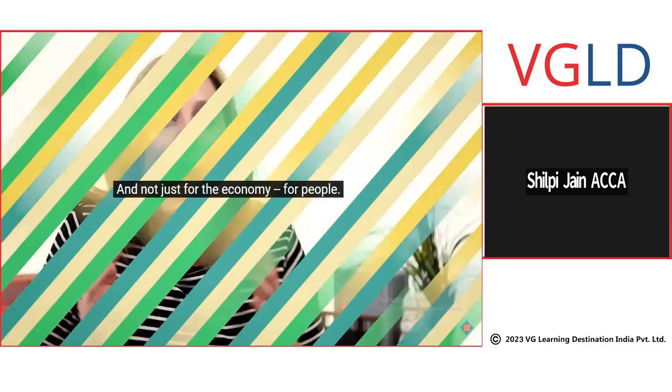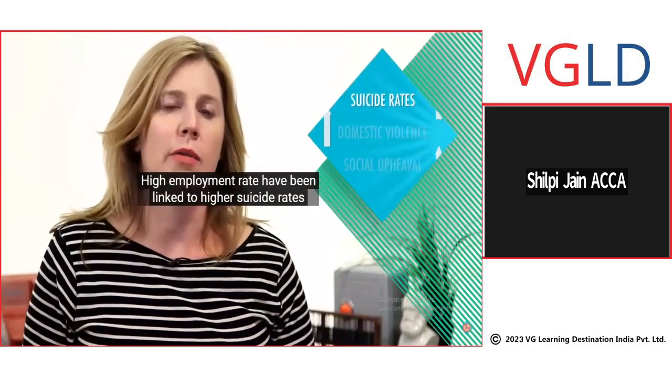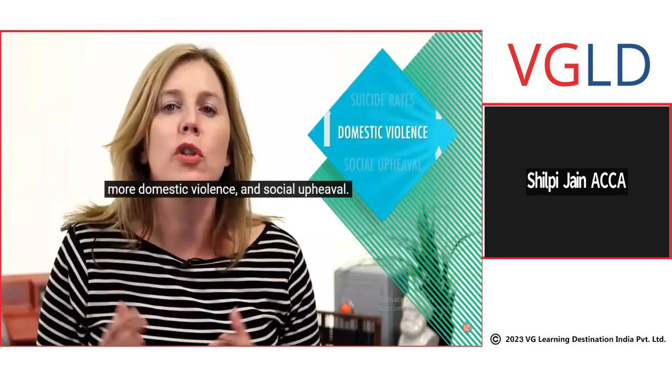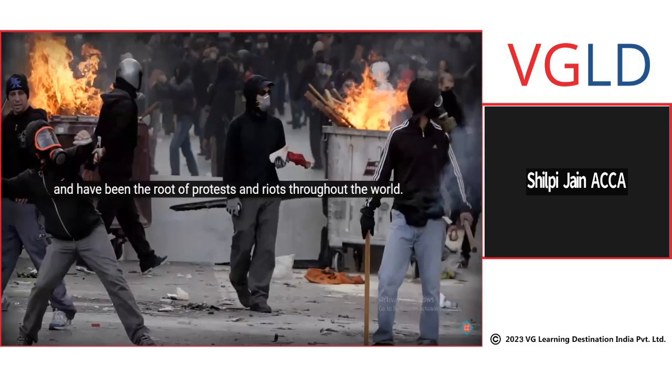High unemployment rates have been linked to higher suicide rates, more domestic violence, and social upheaval. High inflation can be just as bad. Rising costs wipe out savings and have been the root of protests and riots throughout the world.